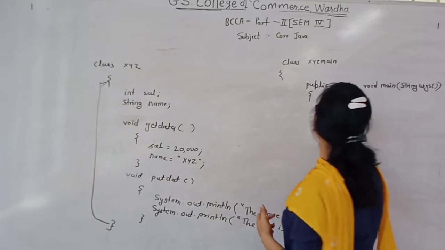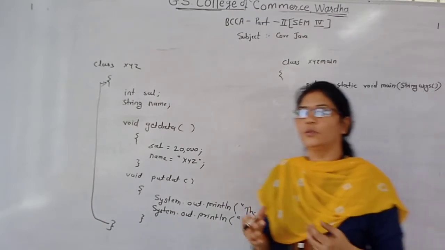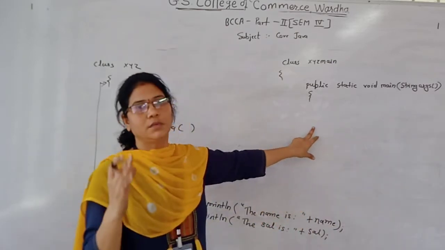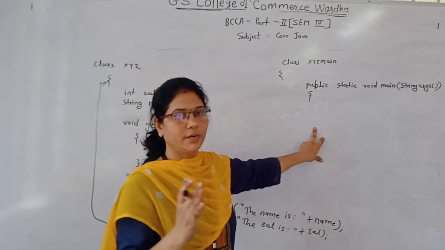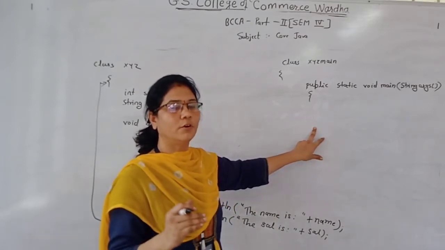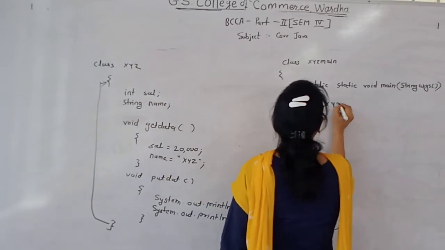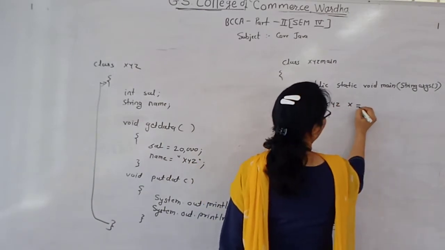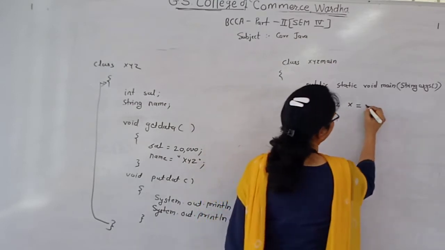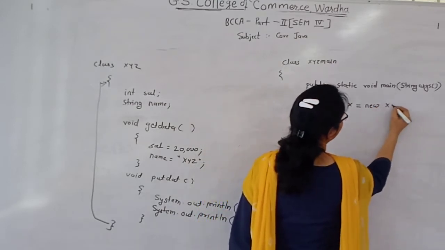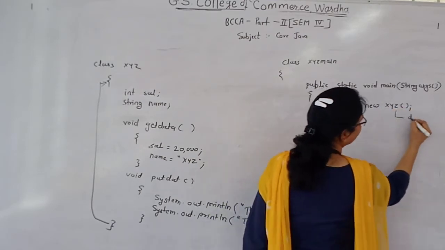The next thing is the constructor. You know that constructors are used to initialize or create the object. Here we are using the default constructor for creating the object. So I write XYZ x equals new XYZ(). XYZ is the class name, x is the object name, then new is an operator, then XYZ with parentheses, and this is nothing but the default constructor.